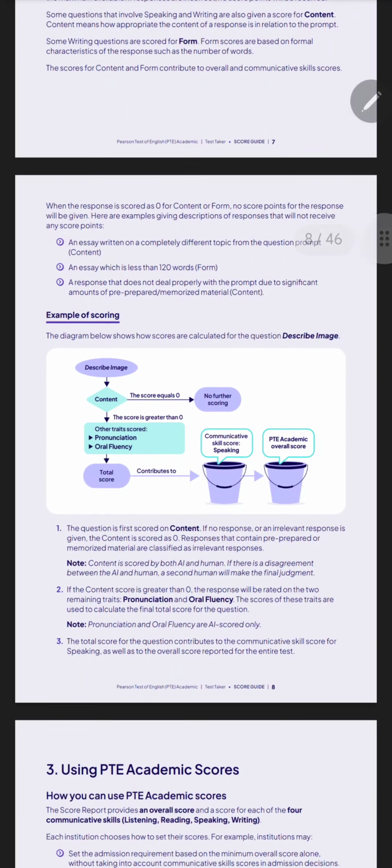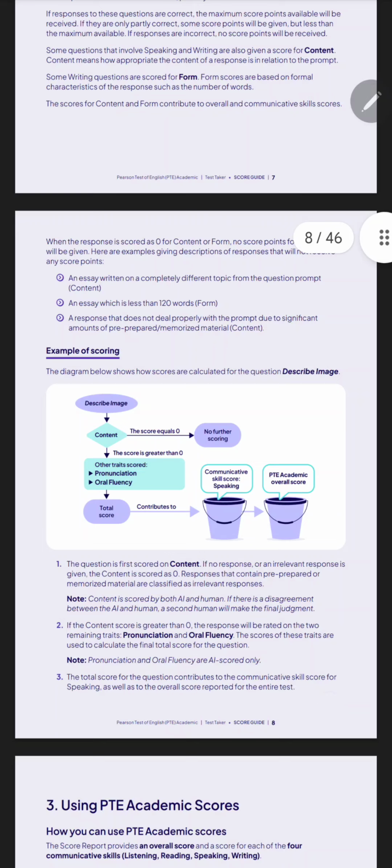Okay, and the question is first scored on content. If no response or any irrelevant response is given, content is scored as 0. Responses that contain pre-prepared or memorized material are classified as irrelevant responses. Note, content is scored by both AI and human. If there is a disagreement between the AI and human, a second human will make the final judgment.